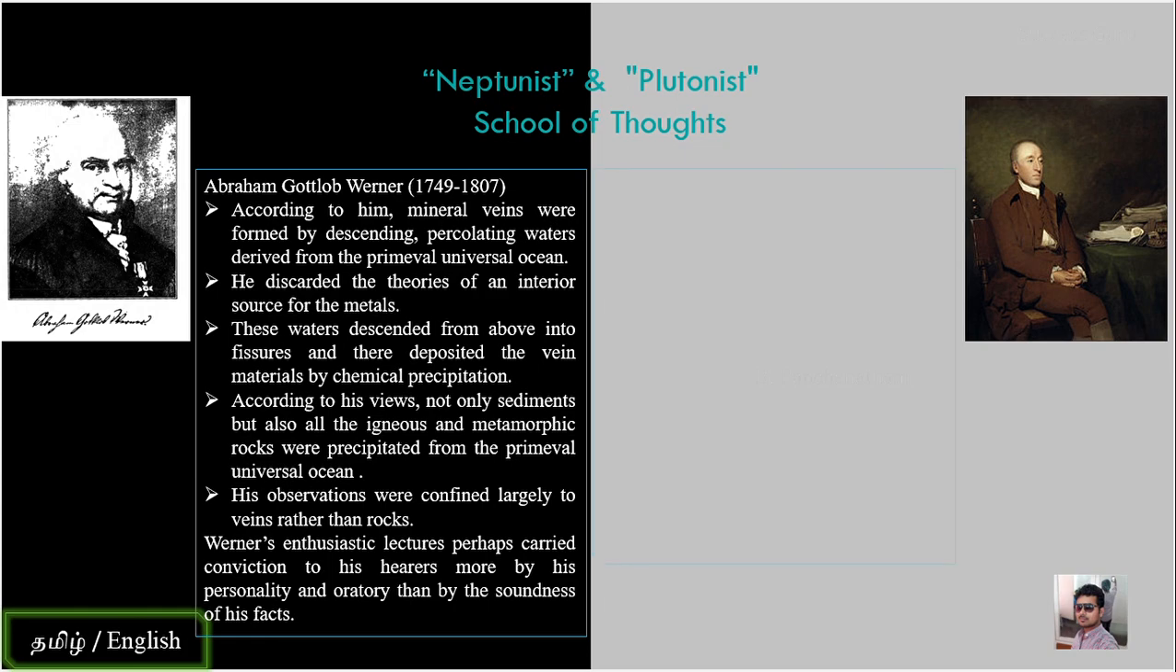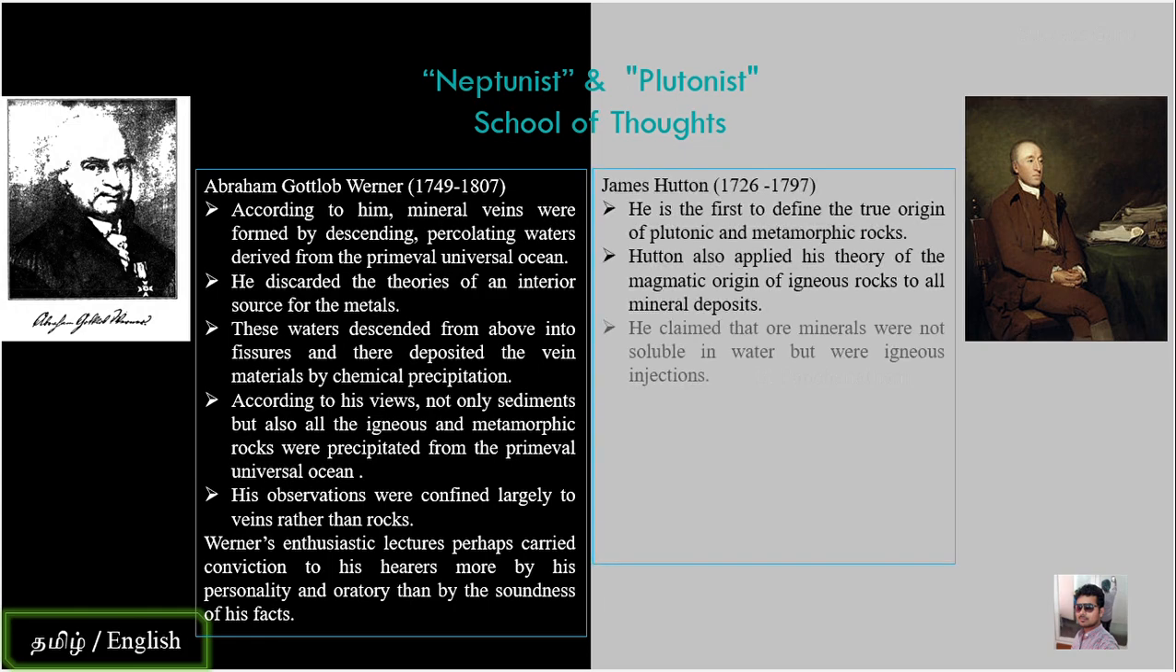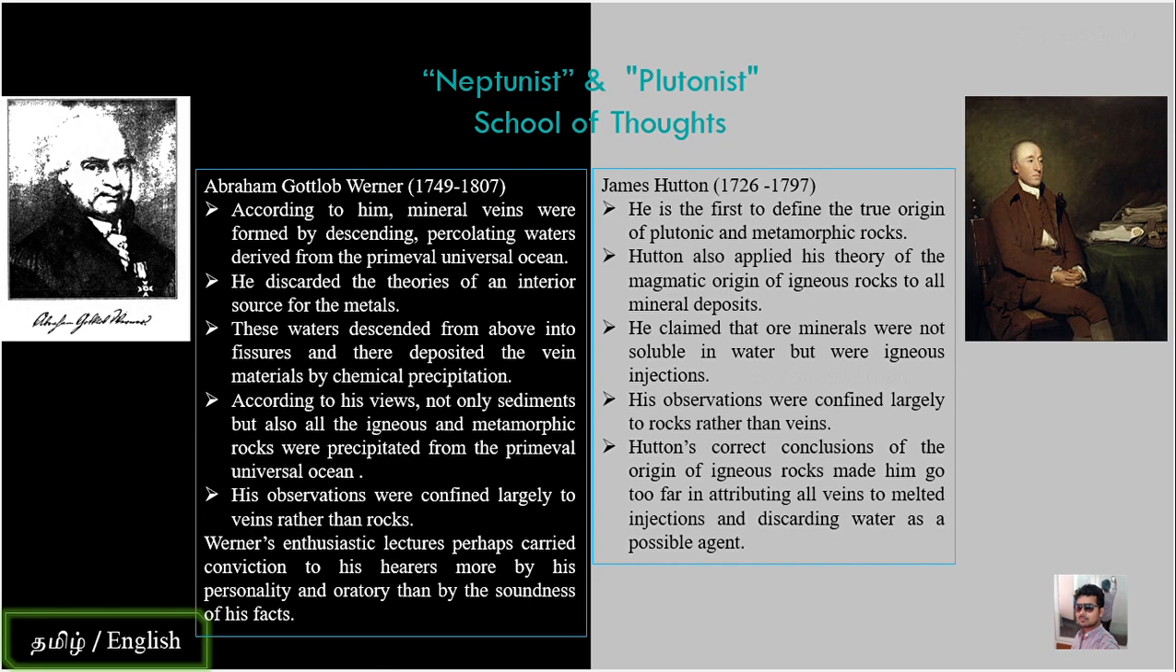The second school of thought is the Plutonist school of thought, proposed by James Hutton, 1726 to 1797. He is the first to define the true origin of plutonic and metamorphic rock. Before him, in terms of the Neptunist school of thought, the rocks were said to be precipitated from the primitive ocean, right? But he said that is not the way of formation. He proposed that plutonic rocks were formed from magmatic chambers, and metamorphic rock changed its character by change in pressure and temperature, okay.